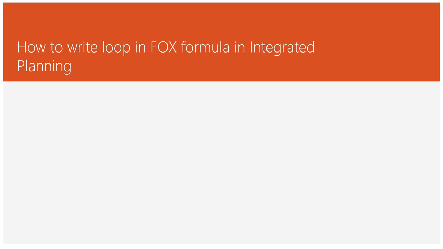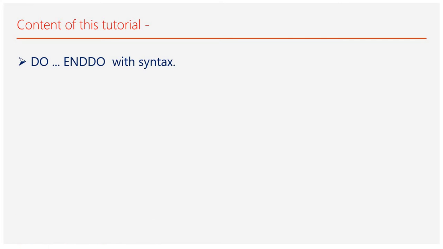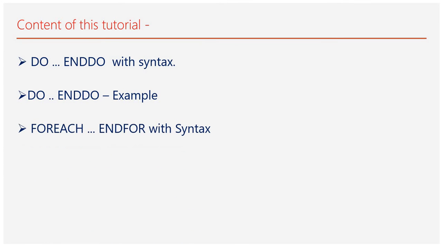Okay, so let's move on with the content. I will be primarily talking about two statements available in Fox formula for the purpose of looping. Those are DO and ENDDO, and FOREACH and ENDFOR. I'll be giving you the syntax as well as an example so that you can have a clear understanding of how we are going to write these statements.